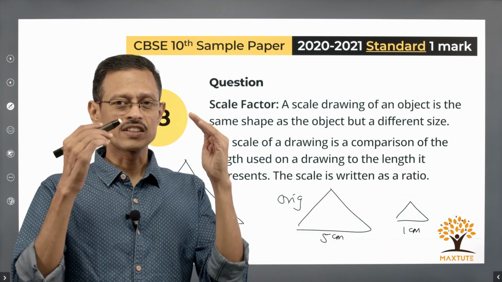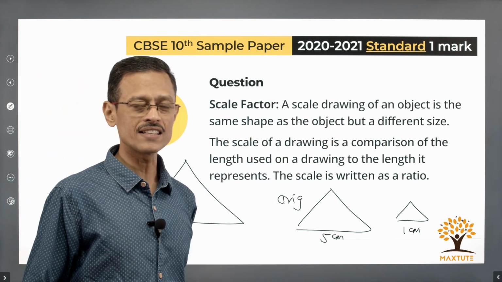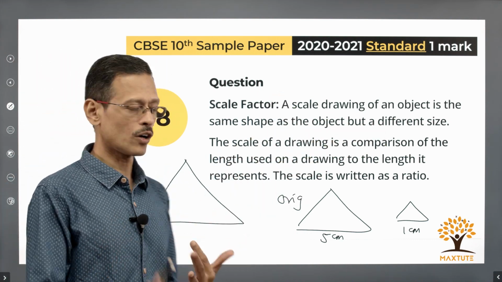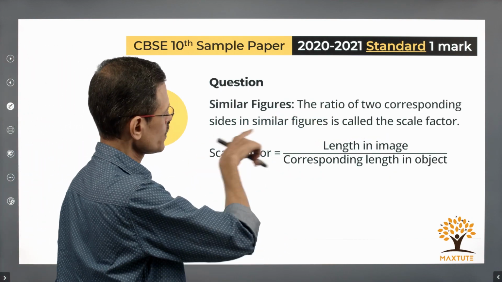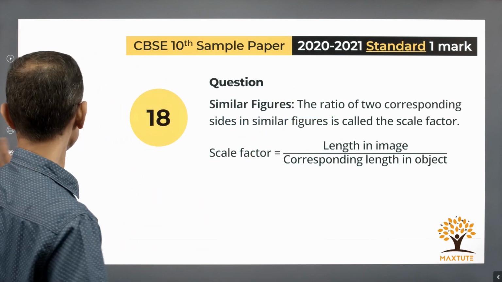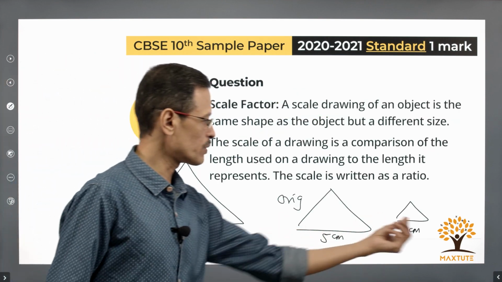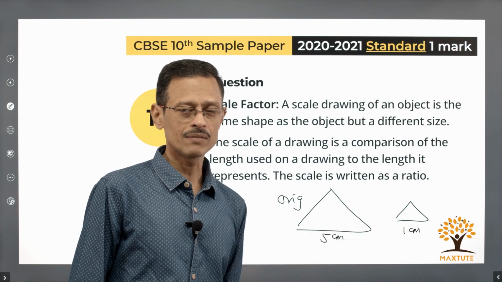Two objects which are of the same shape but of different sizes are said to be similar objects, right? So, if you're talking about similarity, the ratio of 2 corresponding sides in similar figures is called the scale factor, right? We did it here, right? We took a triangle, corresponding sides, they are in the ratio of 5:1. Original is 5, in the diagram it is 1.